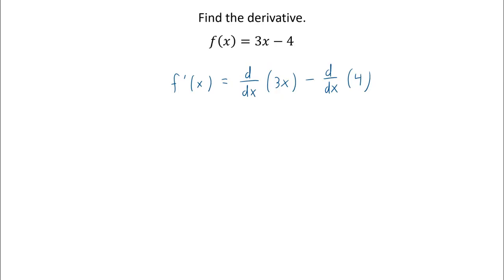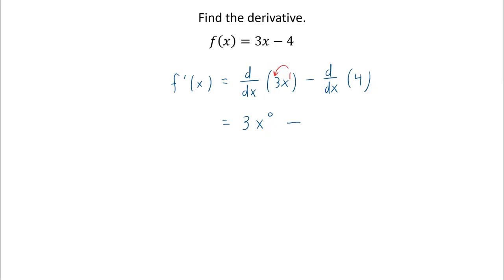The power rule says that we can multiply the exponent of the variable that we're differentiating with respect to by the coefficient, and then decrease the exponent of the variable by 1 unit. So to find the derivative with respect to x of 3x, we multiply 1 times 3, and then that would leave us with x to the 0 power because we reduce our exponent by 1. So the derivative of 3x is 3x to the 0 power.